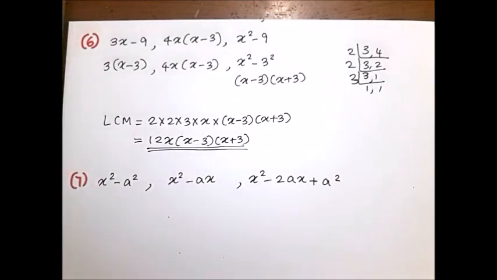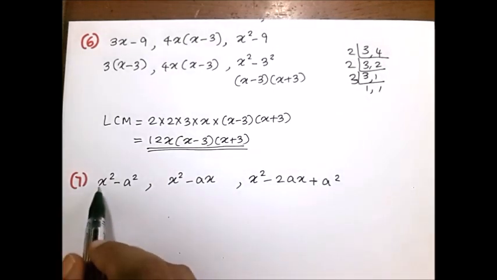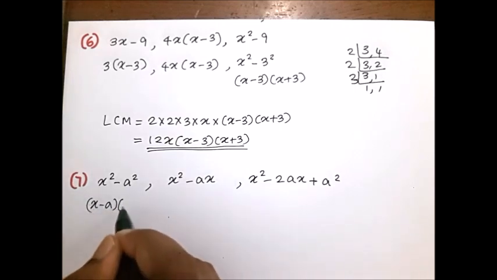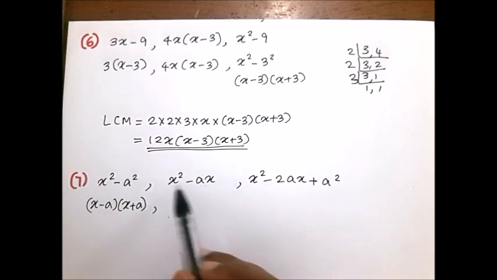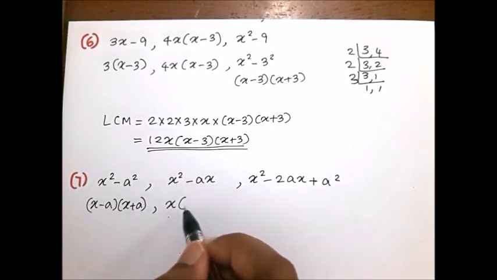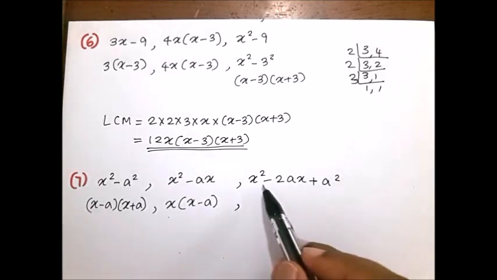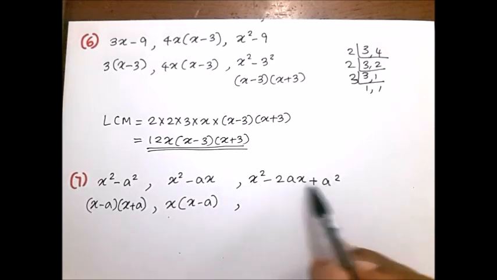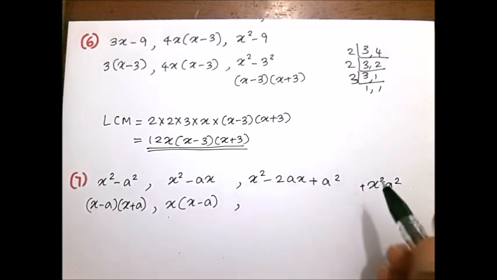Now look at the 7th example. You have to factorize these algebraic expressions. Here a difference of two squares. So factors are x minus a and x plus a. Here you can take a common term out. It is x common. Take it out. Remaining terms are x minus a. And this is a trinomial quadratic expression. To factorize this one, first you have to multiply the first term and last term. It is x to the power 2, a to the power 2.